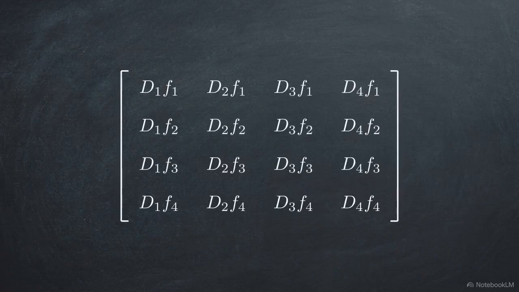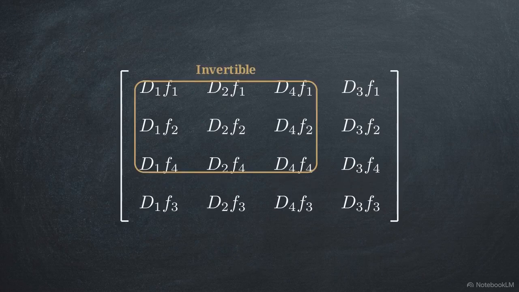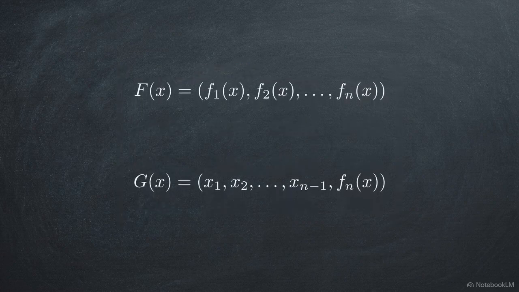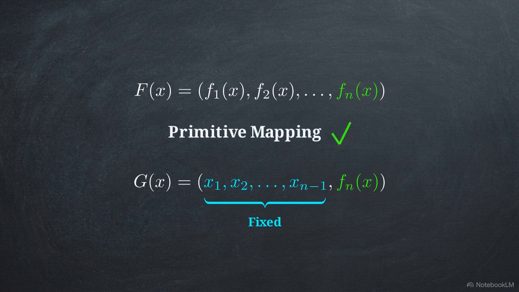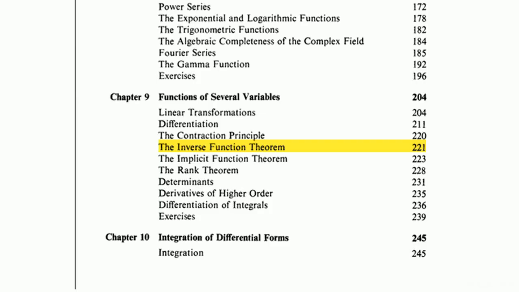Step 1 of the proof: permute the spatial coordinates so that the top left n-1 submatrix of the Jacobian is invertible. Step 2. Define a mapping G that leaves the first n-1 coordinates fixed, but applies mapping F's last coordinate. By this definition, our constructed mapping G is a primitive mapping. The inverse function theorem from Chapter 9 guarantees that G is locally invertible.